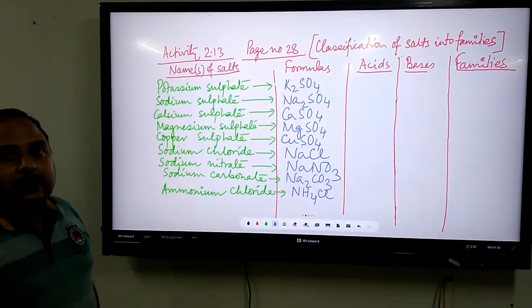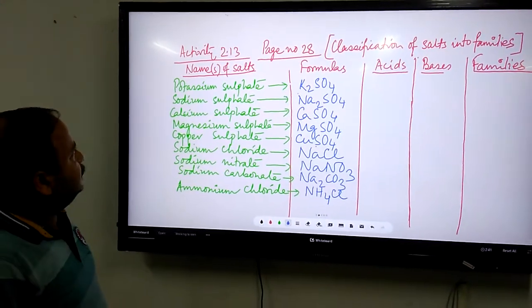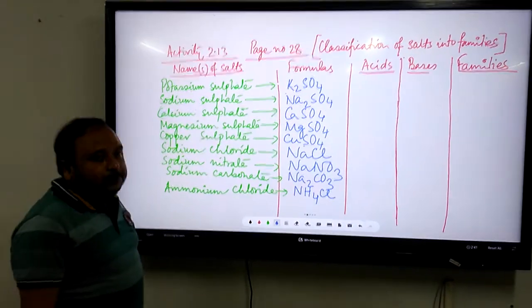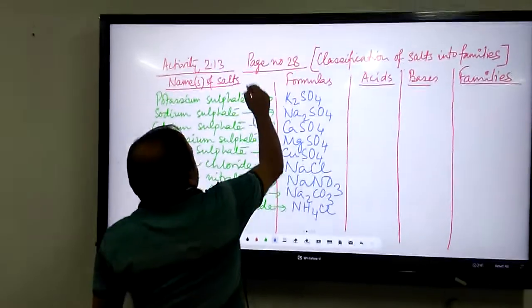Hello children. In today's class we will discuss some activities from your textbook. Let us start with activity 2.13. You will find this activity in your book at page number 28.